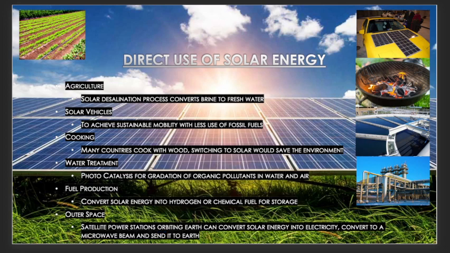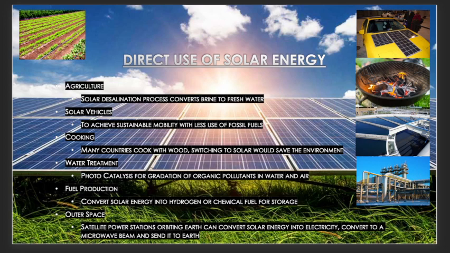The direct use of solar energy. There are a few: agriculture, solar vehicles, cooking, water treatment, fuel production, and outer space. For agriculture, it is based off the solar desalination process that converts brine to fresh water. Solar vehicles is to achieve sustainable mobility with less use of fossil fuels. Cooking, because in many countries with wood, switching to solar would save the environment. Water treatment with photocatalysis for degradation of organic pollutants in water and air.